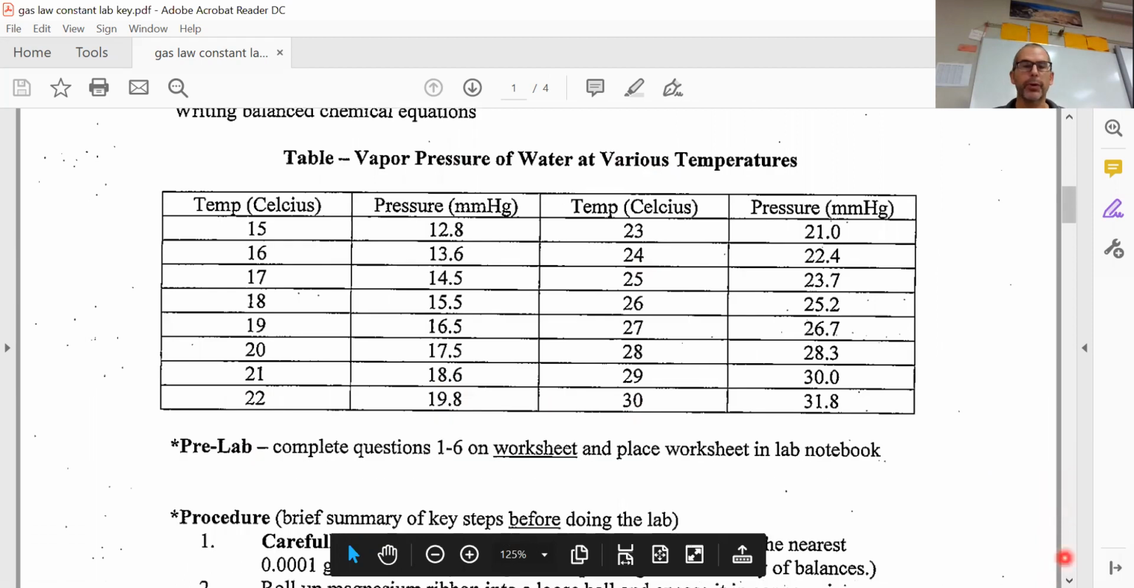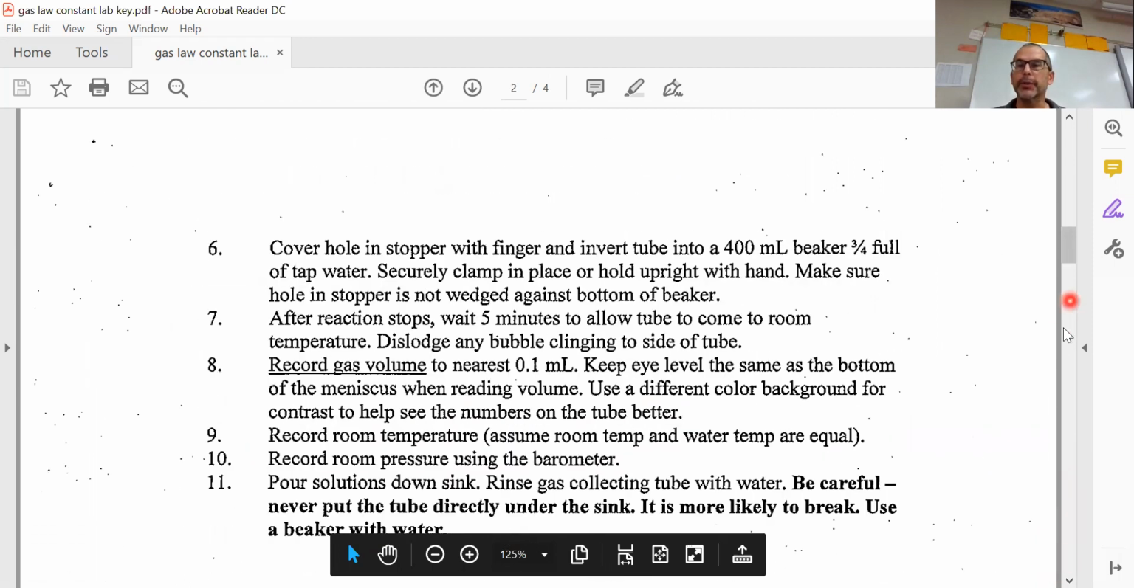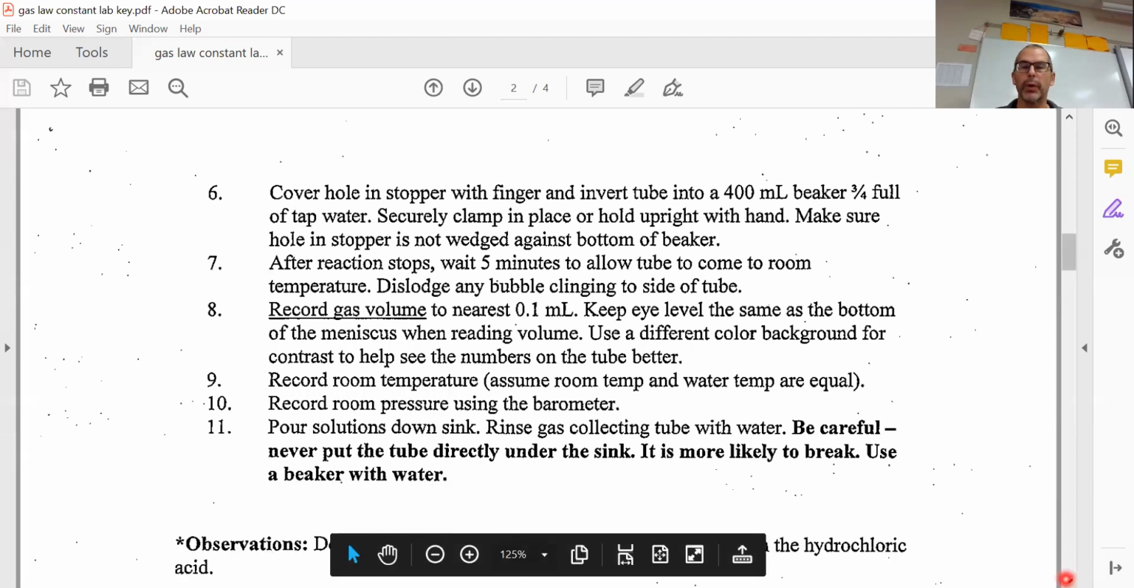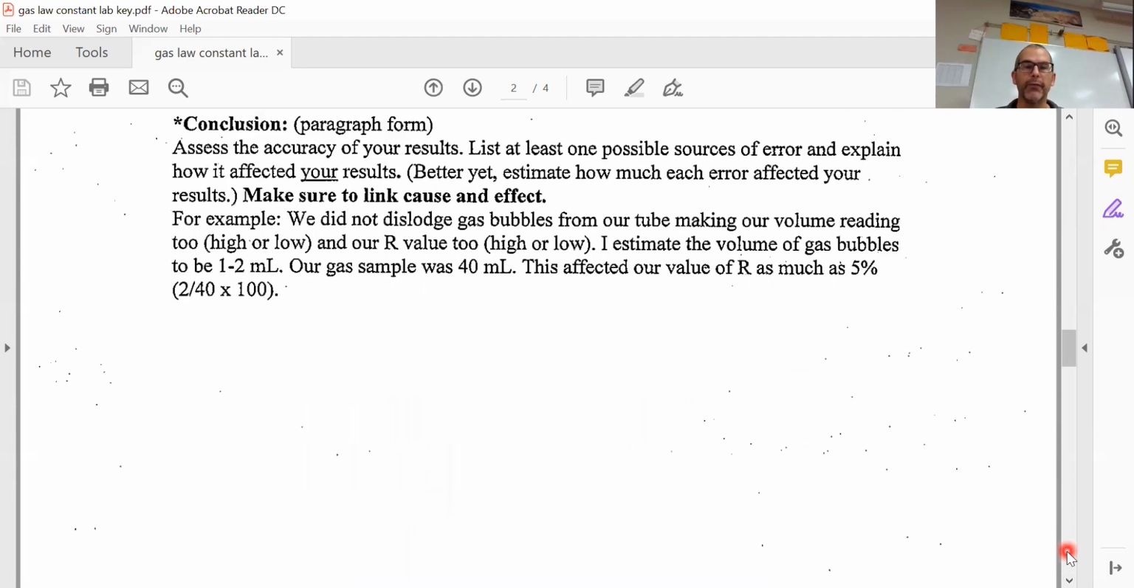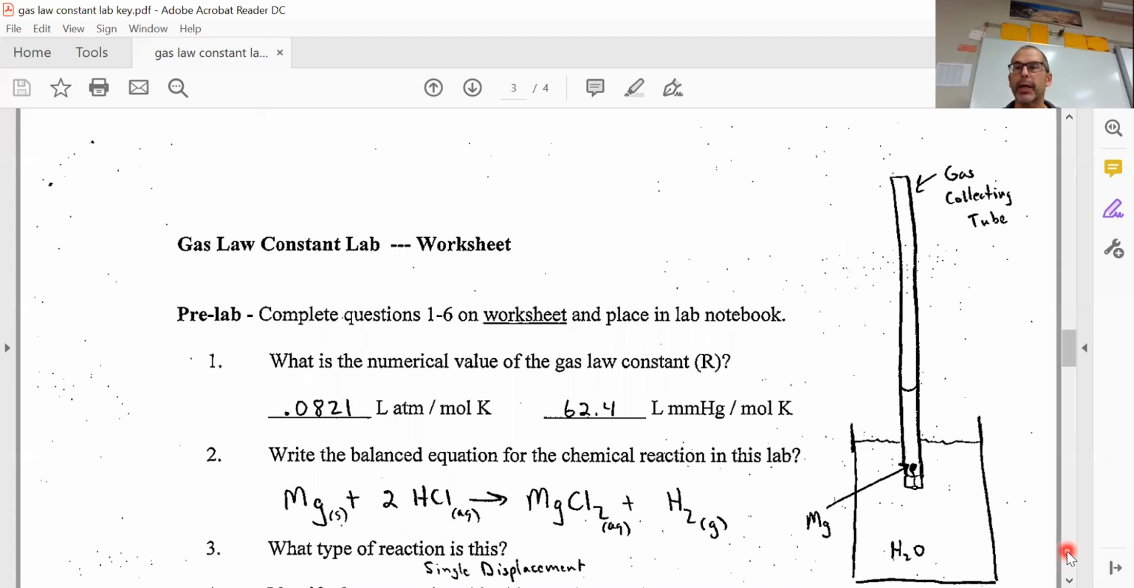Okay, I'm going to skip through the pre-lab, and there's a procedure, and I would take a real close look at this and try to follow along with that. I'm going to give you a little synopsis of that right here.